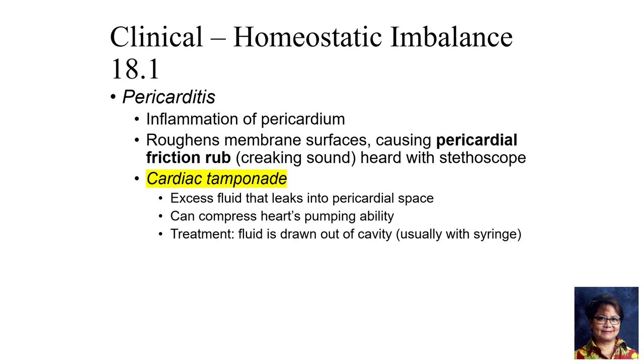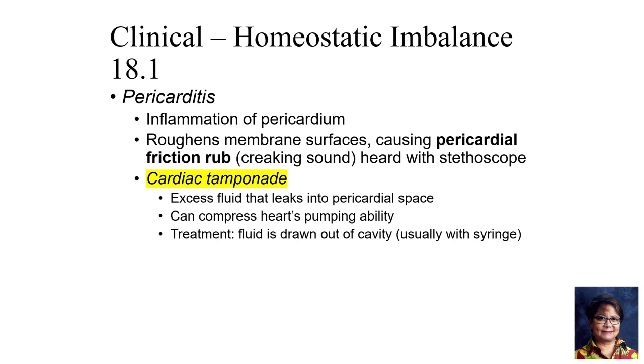So in our study of physiology, pericarditis is a homeostatic imbalance that is brought about by inflammation of the pericardium. The pericardium is actually the connective tissue cover of the heart. What it does is that it roughens the membrane surfaces, causing what is otherwise known as a pericardial friction rub, or creaking sound, and is heard with a stethoscope.